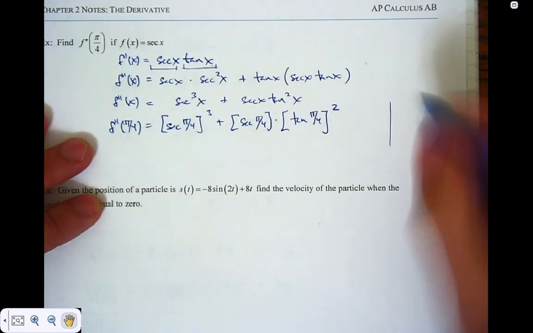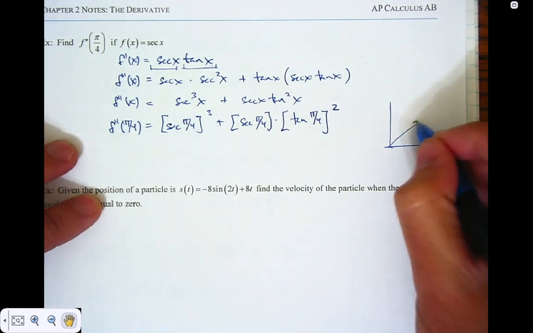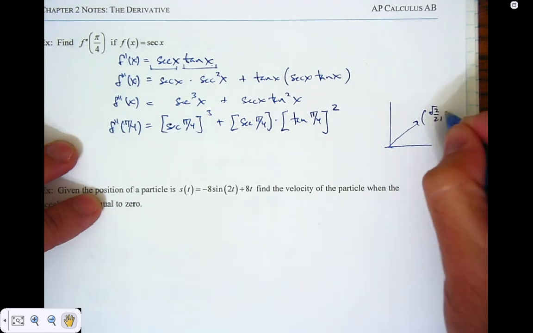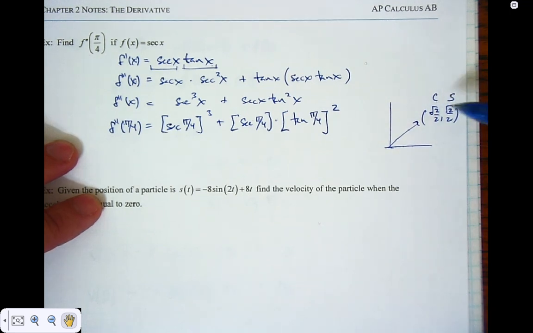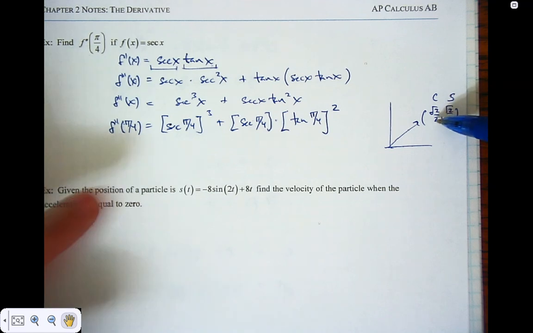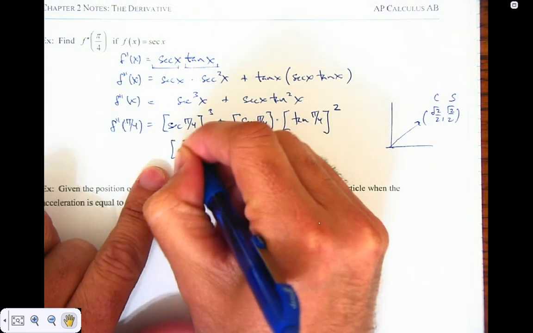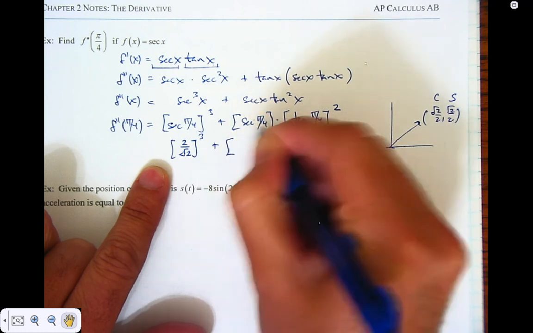Well, if we go to our unit circle in quadrant 1, pi over 4 radians is right there. That's the angle. And the point right there is the point root 2 over 2, root 2 over 2. This is the cosine value and the sine value. And so if the cosine is root 2 over 2, the secant would be the reciprocal of cosine, which would be 2 over root 2.